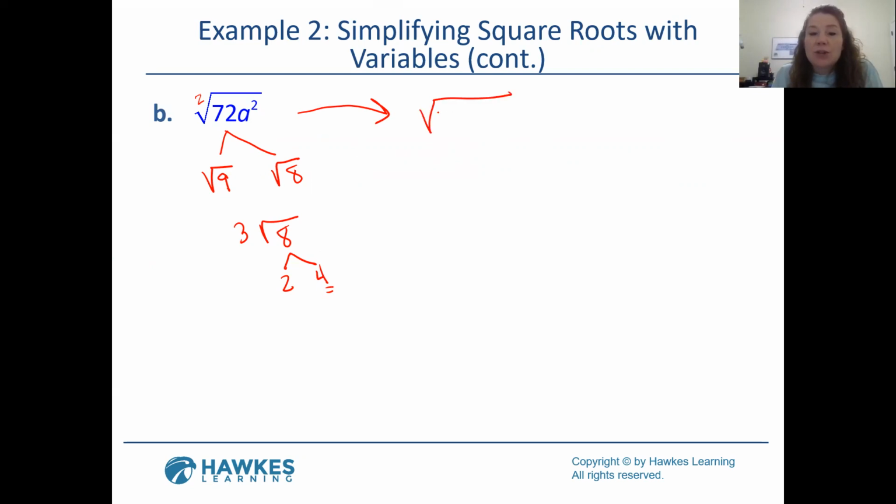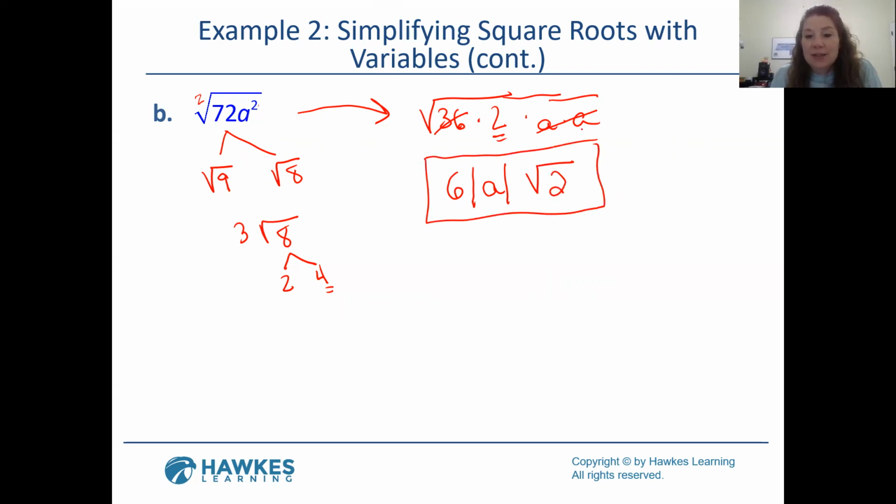So 72 is 36 times 2. And a squared is a times a, right? So the square root of 36 is 6. The square root of a squared is a, but since these two numbers match and they're even, I must put the a in absolute value signs. And the only thing left under the radical is 2. So this is the answer according to Hawkes and my open math.